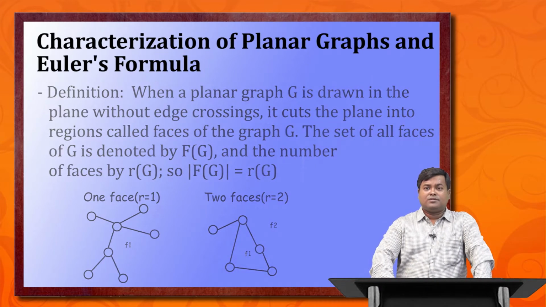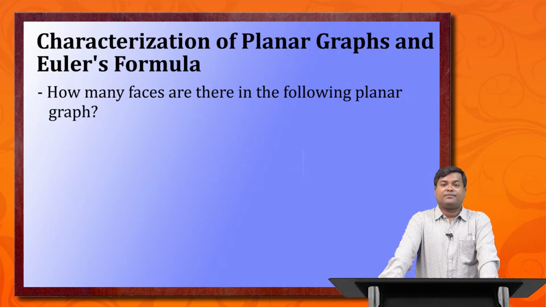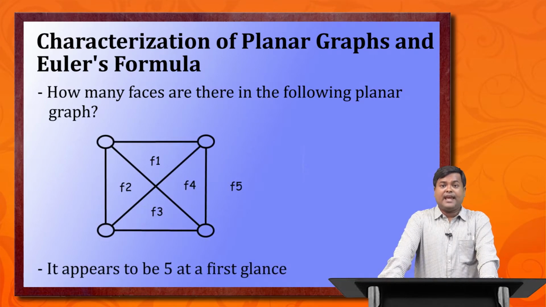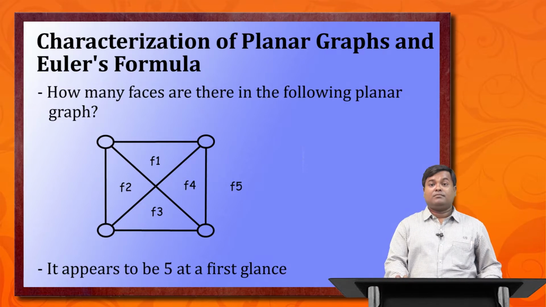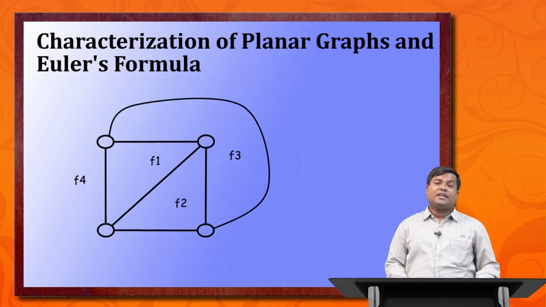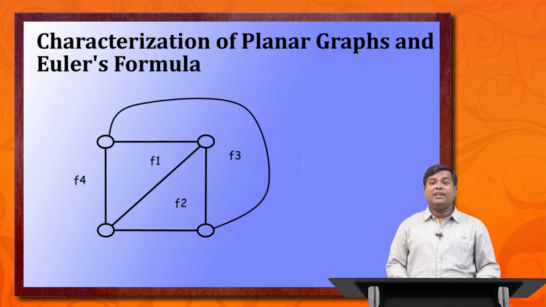Now, a question: how many faces are there in the following planar graph? It appears to be 5 at first glance: f1, f2, f3, f4 and f5. But if we redraw the graph in a different way, creating a plane graph from the previous graph by removing the edge crossings, then we will have only 4 regions, 4 faces: F1, F2, F3 and F4.